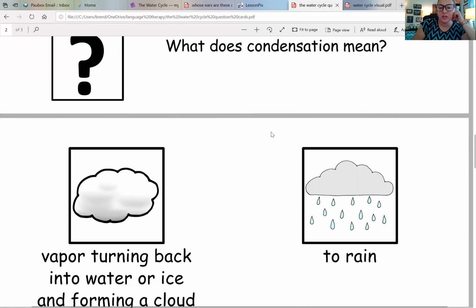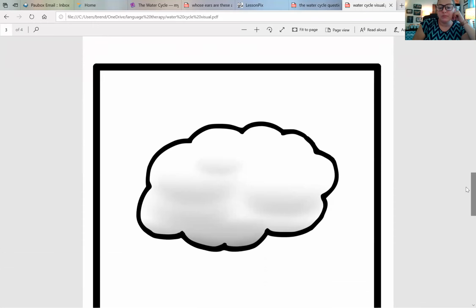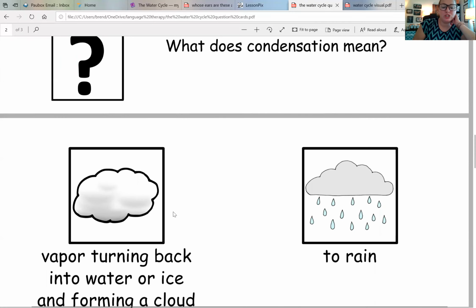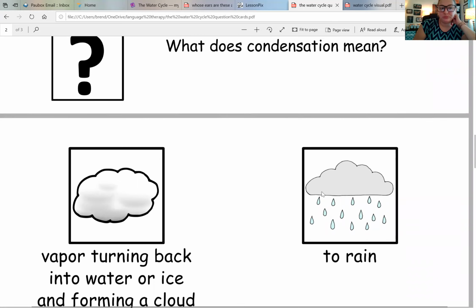Number 3. What does condensation mean? So I'm going to go back to a visual. Condensation. So this happens after evaporation. Okay. So what does condensation mean? Does it mean vapor turning back into water or ice and forming a cloud? Or does it mean to rain?